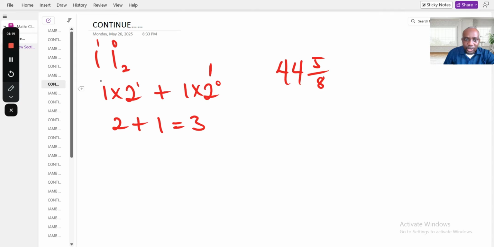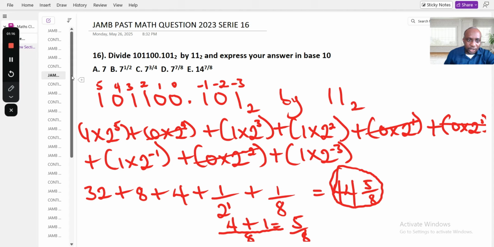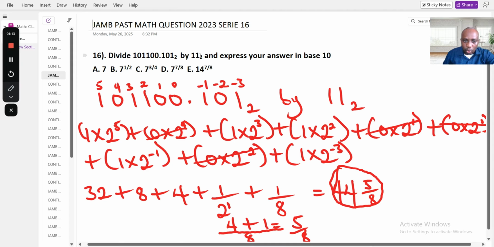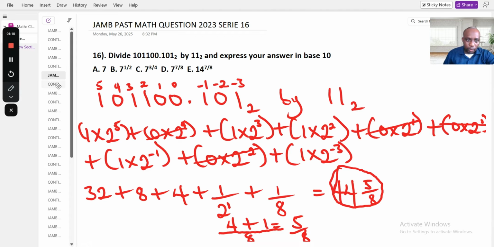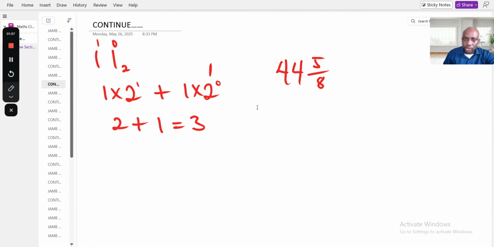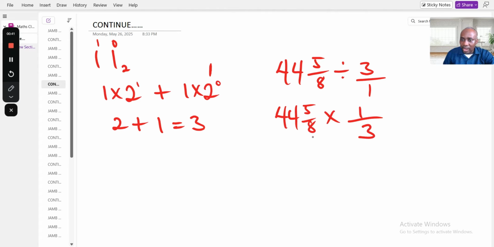And the question said that we should divide it with this one. Based on the question, it said to divide this one by 11 base 2. Therefore, we are going to divide it because we have turned both to base 10. If we divide this one by 3, and you want to turn this division to multiplication, 3 over 1 is the same thing. 3 divided by 1 is still 3. Therefore, we are going to say 44 5 over 8 multiplied by 1 over 3.